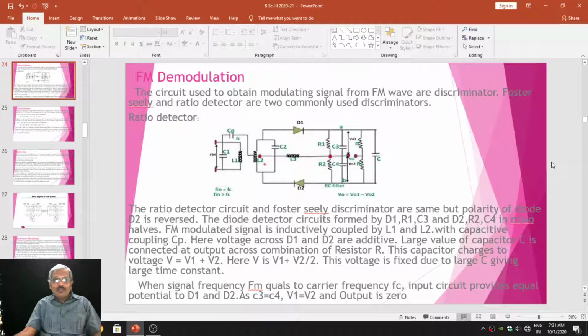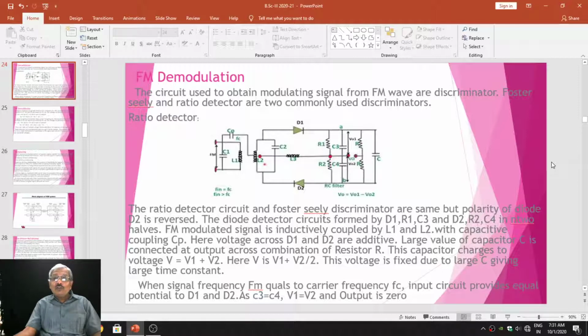We studied that it makes use of a p-n junction diode along with the parallel combination of resistance and capacitor. By selecting the proper RC time constant, one can get the proper envelope at the output.